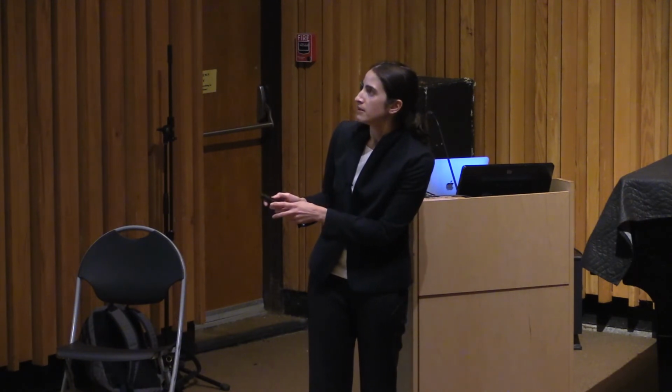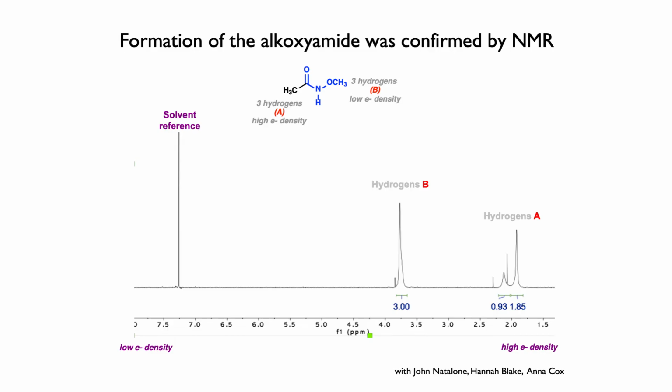This is what the NMR actually looks like for this alkoxyamide. There's a little bit of solvent in there, which is just a reference. We need something to calibrate the data to. Anywhere you have a hydrogen, you see a peak. Over on the left are hydrogens that are near less electron density. Over on the right are near high electron density. So hydrogens A, which are near more electron density, are over here. And further to the left, we have hydrogens B, which have less electron density.